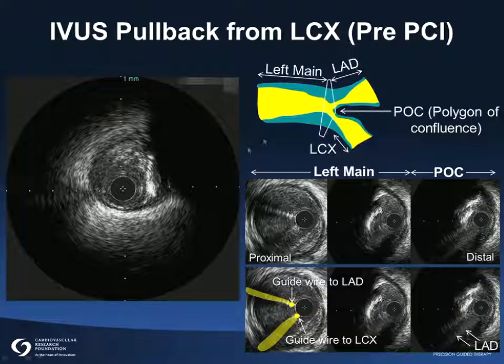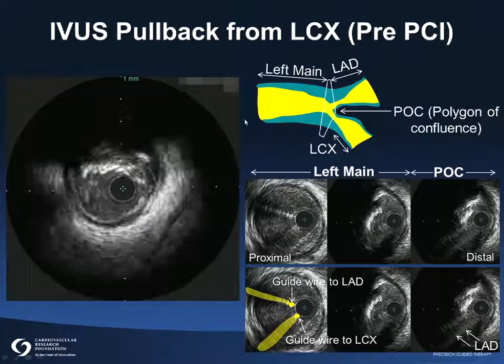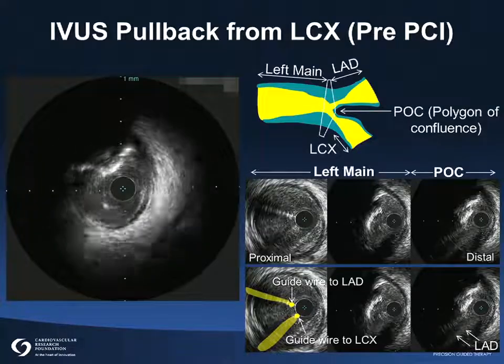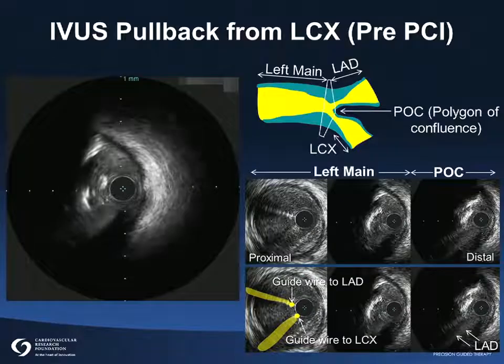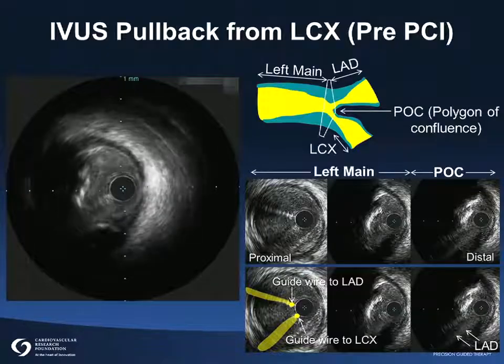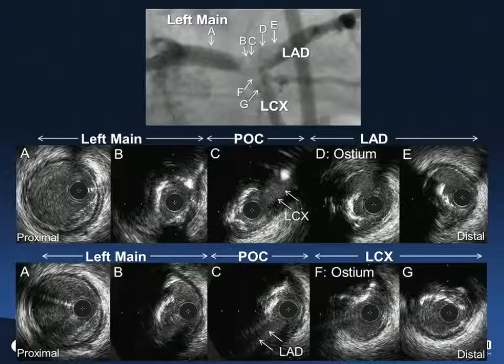This IVUS pullback is from the left circumflex to the left main. In the proximal left circumflex, there is also eccentric calcified plaque that continues across the ostium of the LAD into the distal left main. The LAD appears at 7 o'clock. Note guide wire in the LAD.